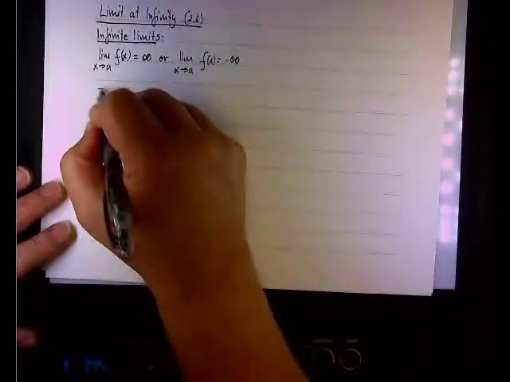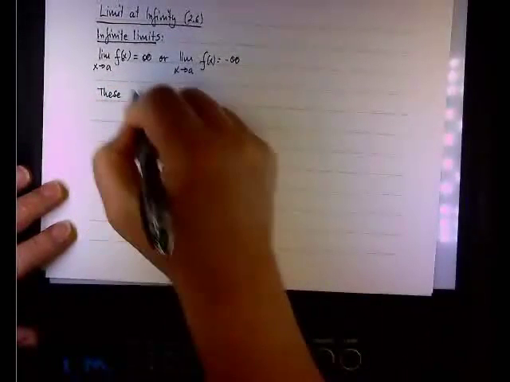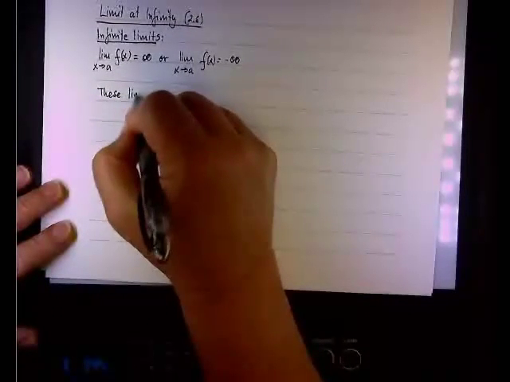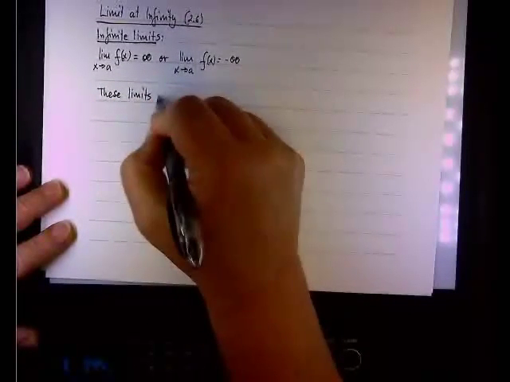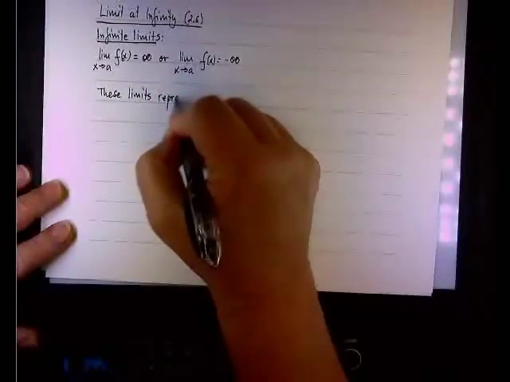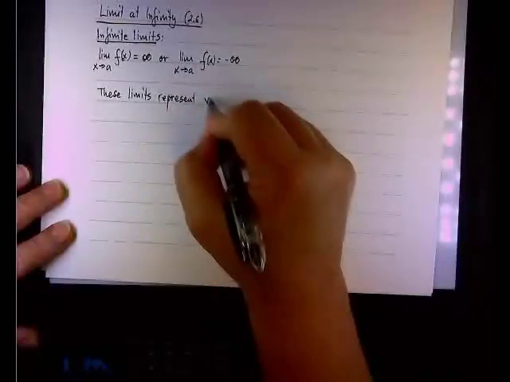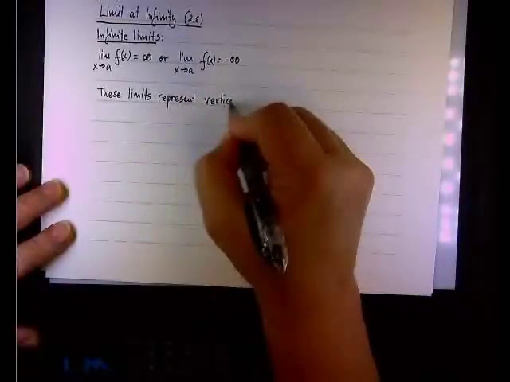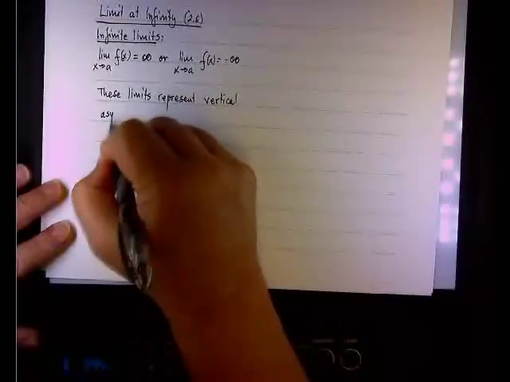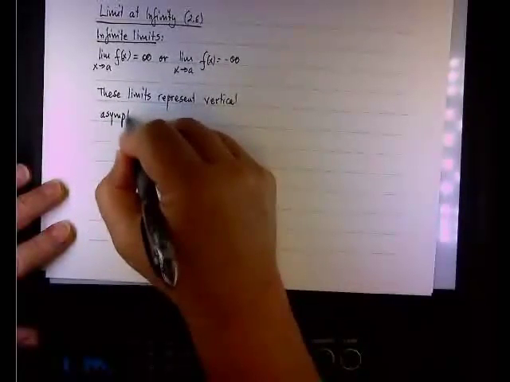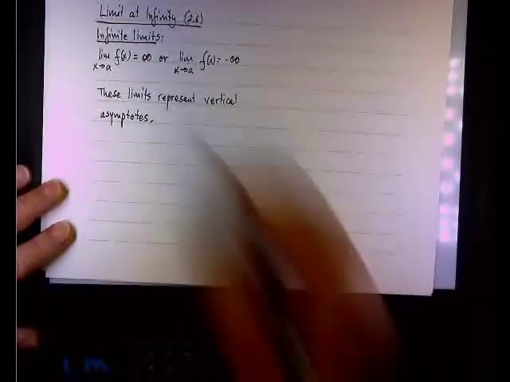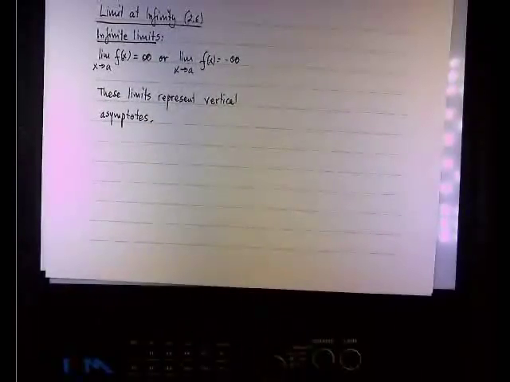Okay? Normally these limits represent a vertical asymptote. And we discussed those earlier. Okay, what about limits at infinity?